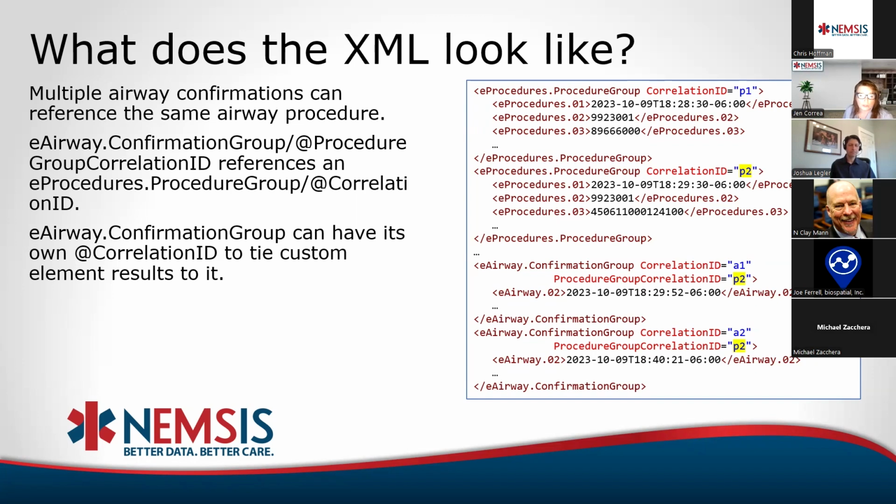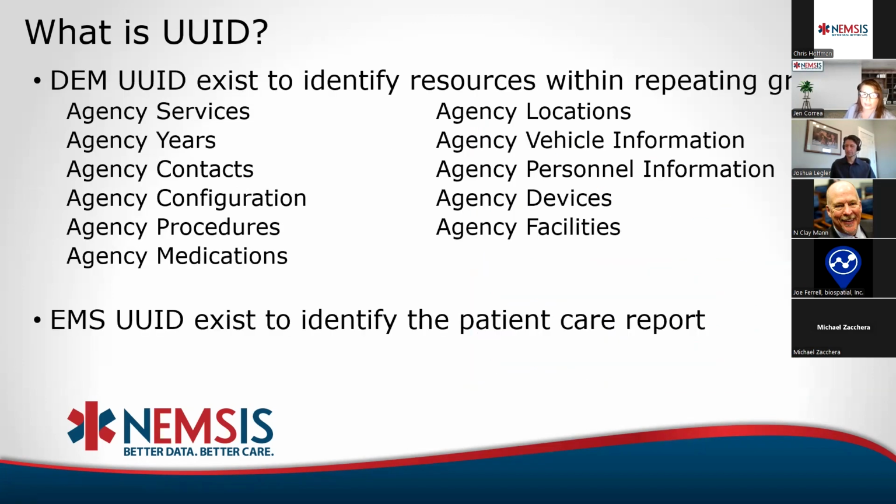So the next portion of the call, we're going to talk about the UUID versus the correlation ID and how they differ. And I'm going to turn this over completely to Josh. And Josh, you let me know when you want to go to the next slide and I will be happy to switch it. Okay, thanks, Jen.